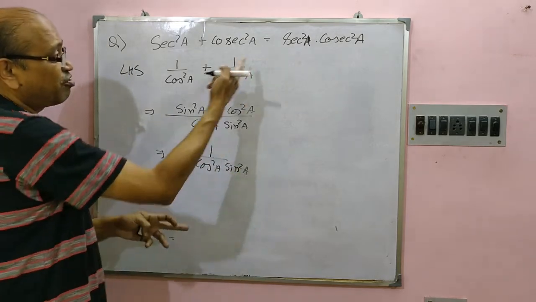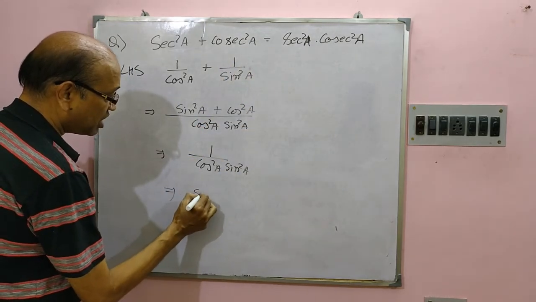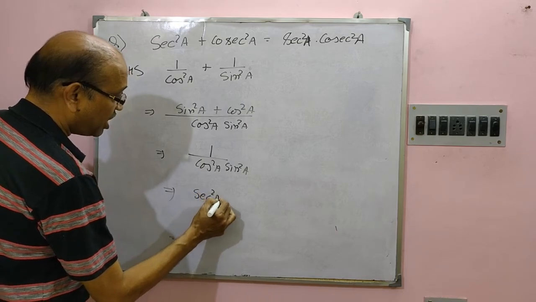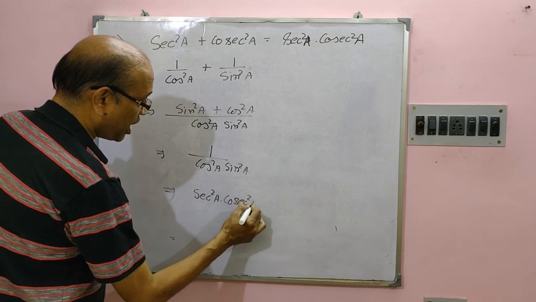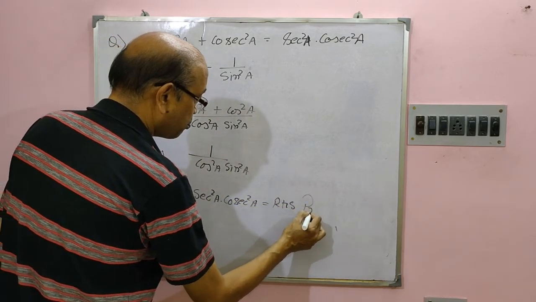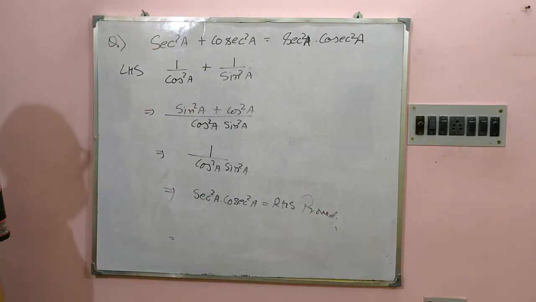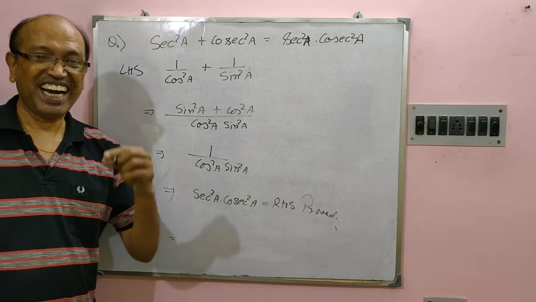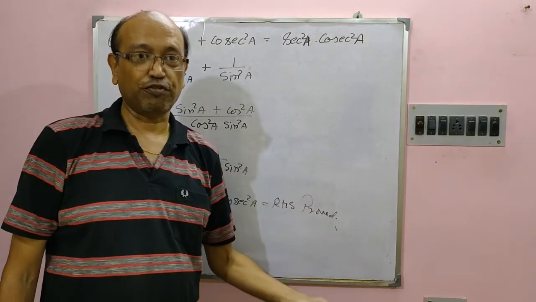Now converting this, 1 by cos square a is secant square a, and 1 by sin square a is cosecant square a, and that is your right hand side. Proved. Clear? So we'll go on with a few more numericals in my next video.